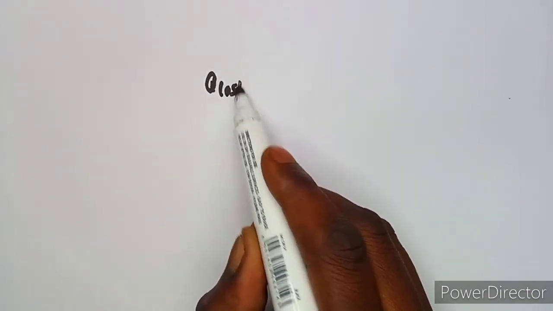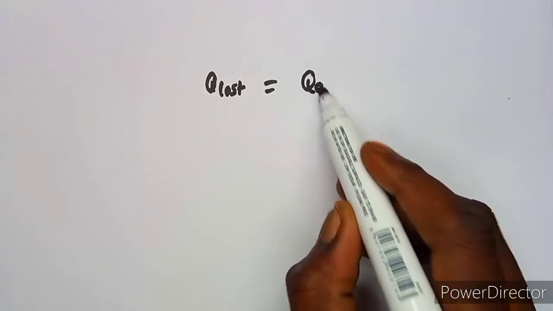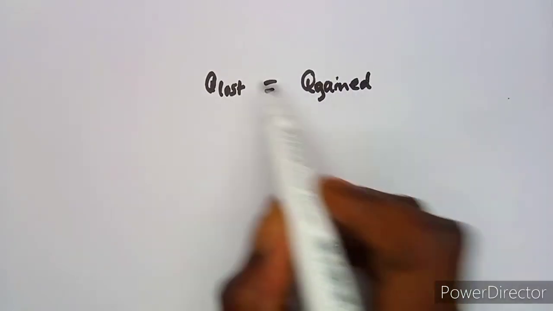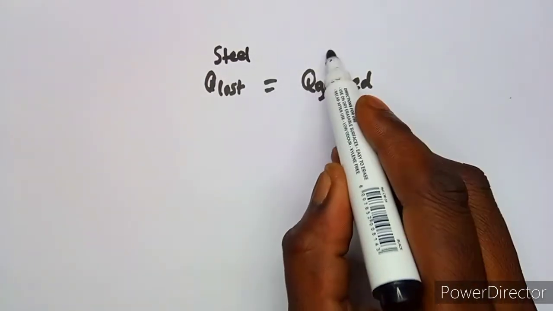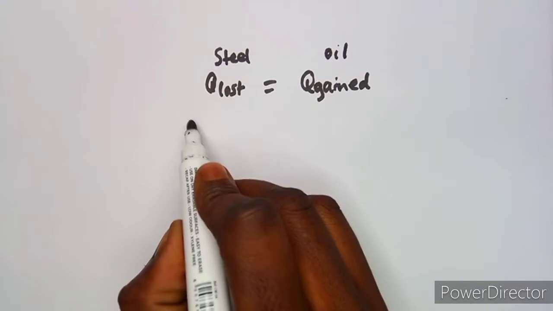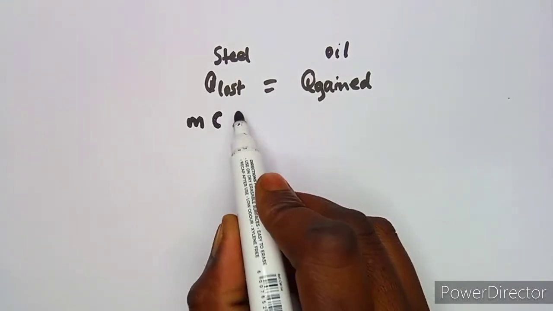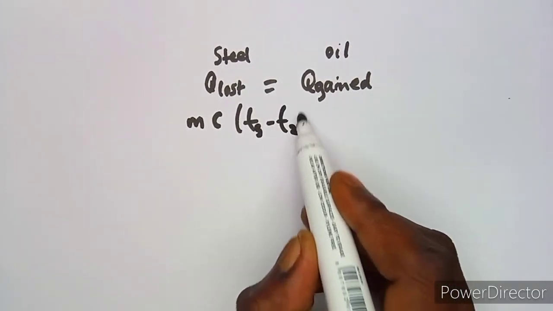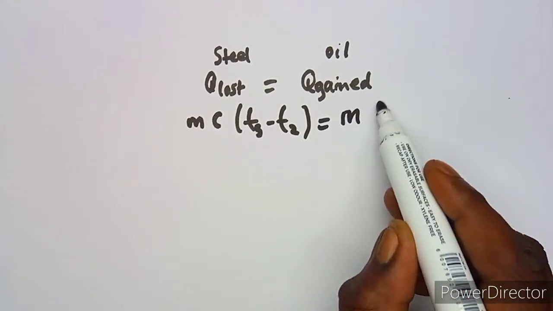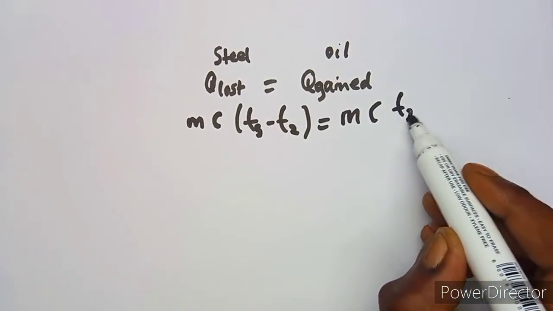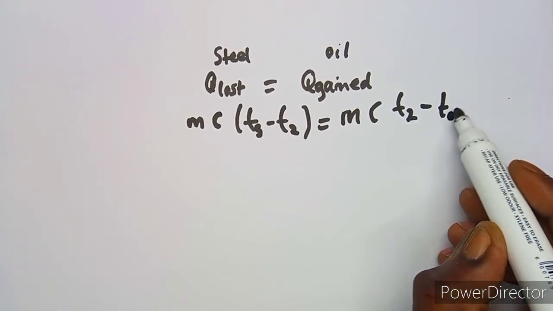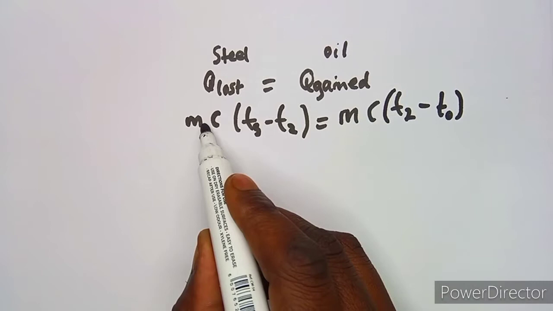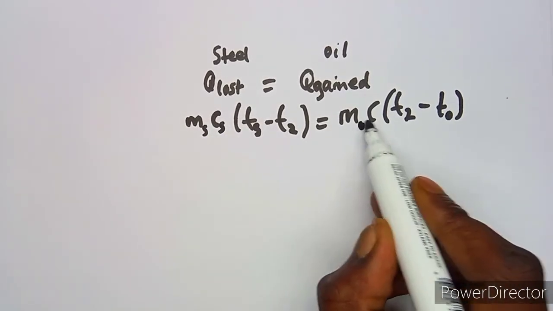So which relationship am I going to use here? Remember, Q lost is equal to Q gained. That is, heat lost is equal to heat gained. This is for steel, and this is for the oil bath. We know that heat is mass times specific heat capacity times the temperature change. So the temperature of steel minus the final temperature is equal to the mass of oil times the specific heat capacity times T2 minus the temperature of oil. Here we are talking about oil, and here we're talking about steel.